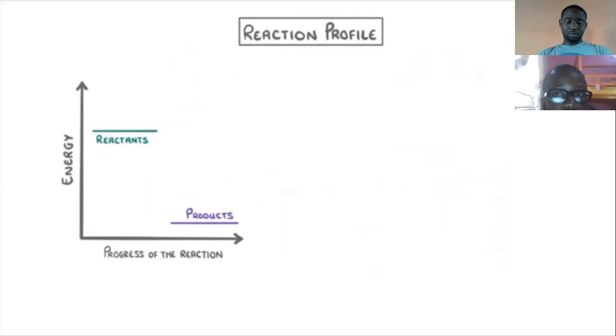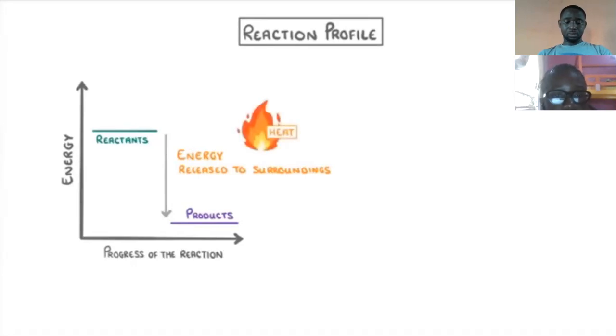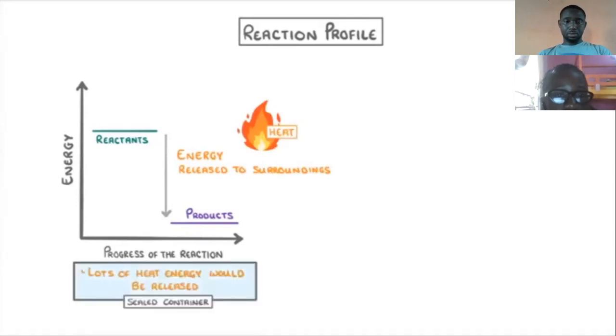Now, if the chemicals in the reaction have lost this much energy, then this much energy must have been released to the surroundings. Remember, energy can't be created or destroyed. It can only be transferred from one place to another. The most common way to exchange energy with the surroundings is in the form of heat. In this reaction, lots of heat energy would be released. If we had done it in a sealed container, we'd be able to measure the increase in temperature as the reaction progresses and releases heat energy.